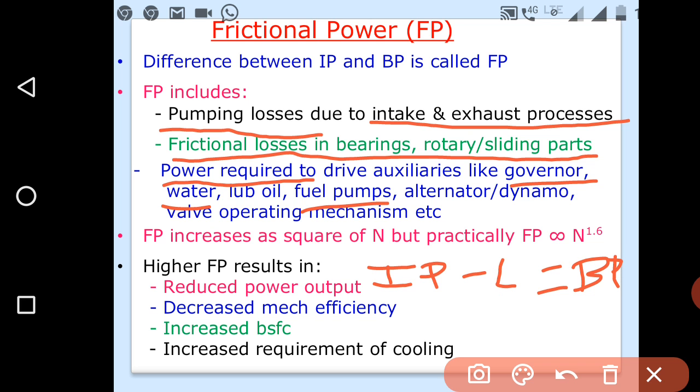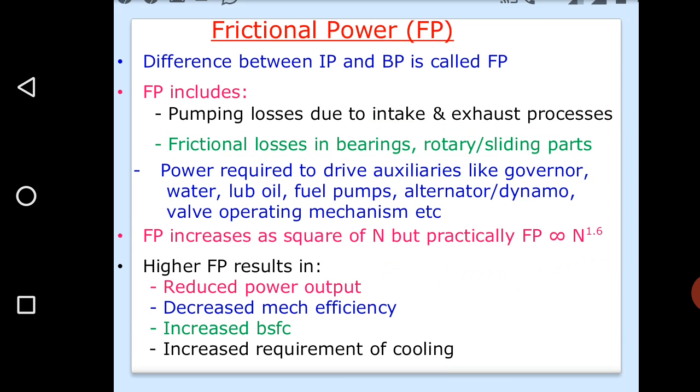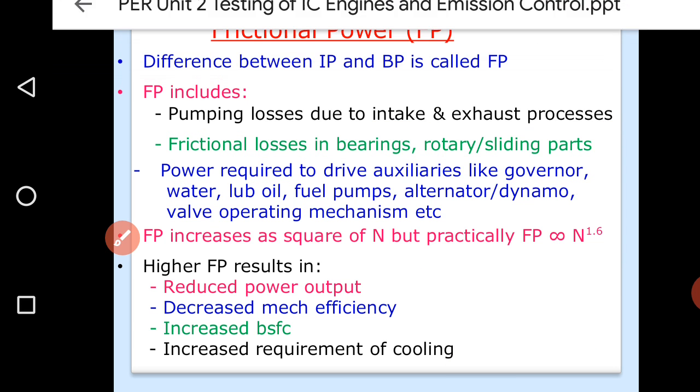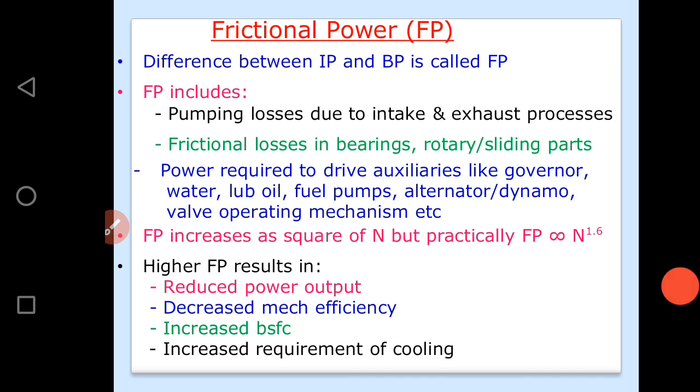So these are the losses. These cumulative losses we call the frictional power. By deducting this frictional power from the indicated power, we will get the brake power, and this is the useful power, or the shaft power. So this we have already discussed, and again we are recalling it over here.